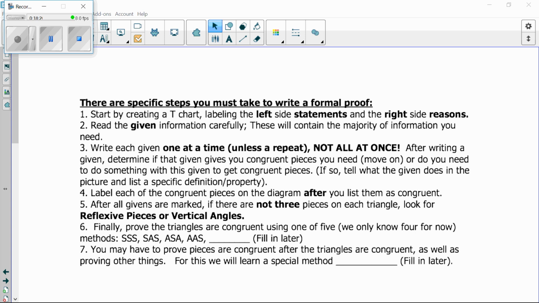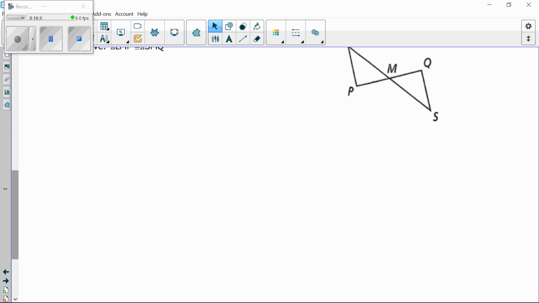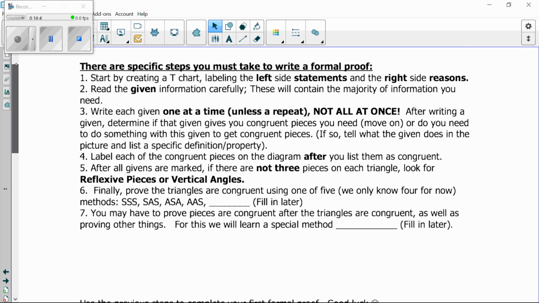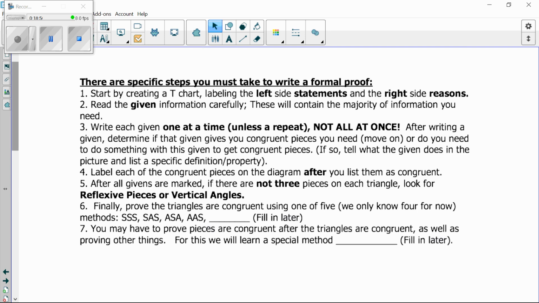So for this first proof, let's actually do that. So I'm going to write statements, and then reasons. Now that we have that done, let's scroll back up. The next step is to read the given information carefully. These will contain the majority of information you need. So what I mean by read those carefully is now explained in step 3.